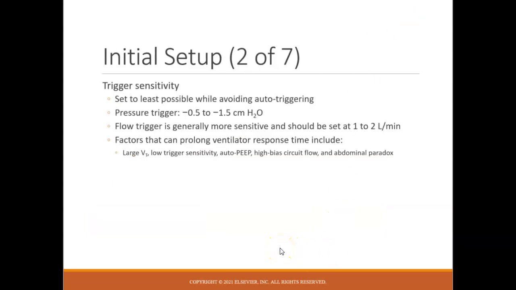Okay. Initial setup. Moving on to talking a little bit more about trigger sensitivity. Remember, trigger sensitivity is set to determine how hard or easy it is for the patient to initiate that breath. We don't want our patients to work too hard to even ask for a breath. So it needs to be set to the least amount possible while still avoiding auto triggering, meaning the ventilator believes the patient is triggering and asking for breaths when the patient's really not doing anything. Most ventilators either allow pressure triggering or flow triggering or both.